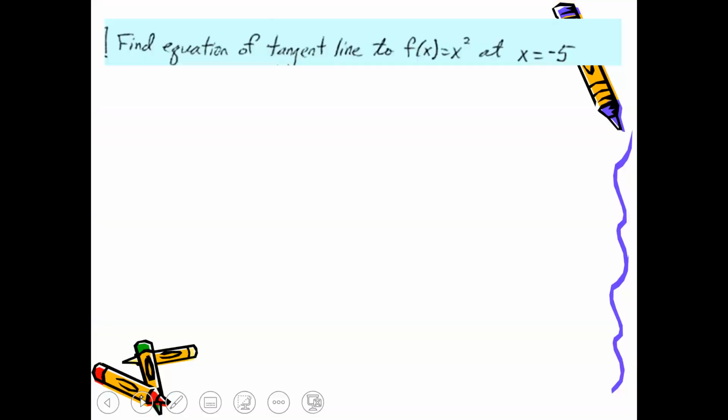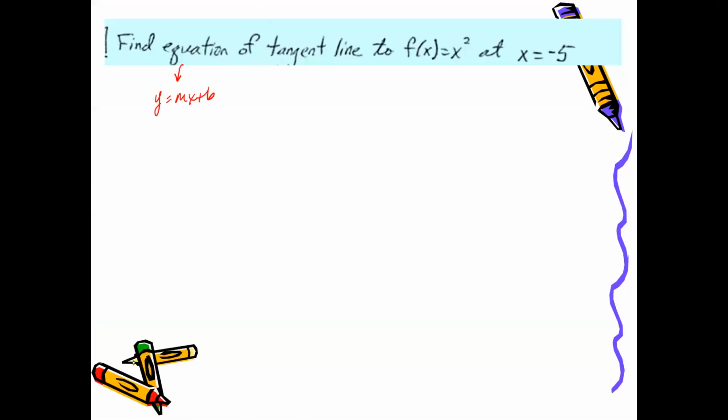All right, let's go ahead and go over the warm-up question here. It says, find the equation of the tangent line to f of x equals x squared at x equals -5. Whenever they ask you for the equation of the tangent line, you could either use point-slope form or slope-intercept form.